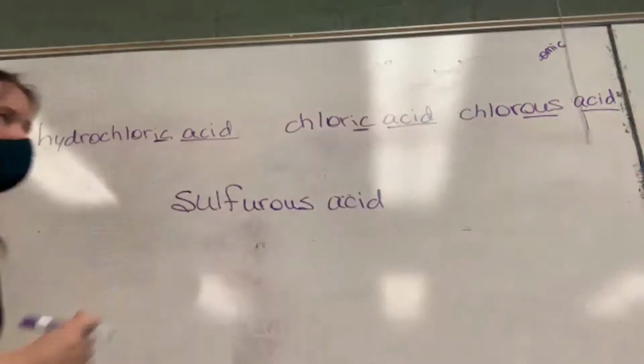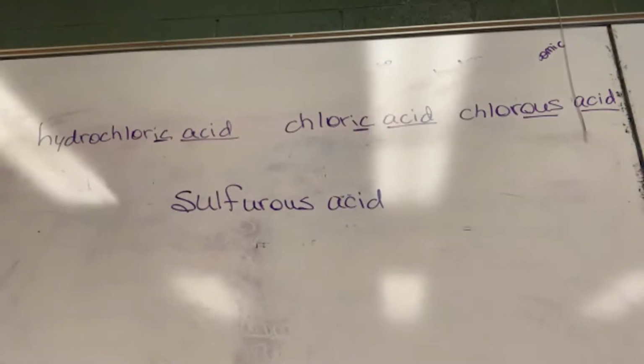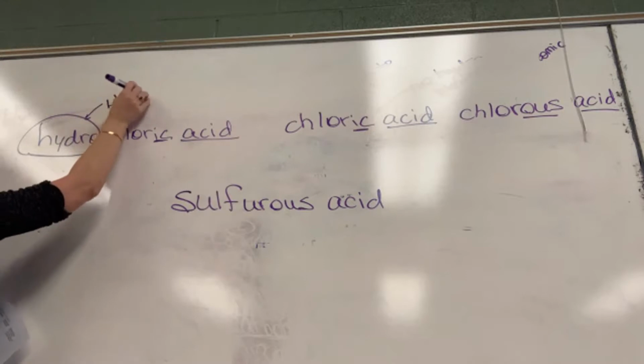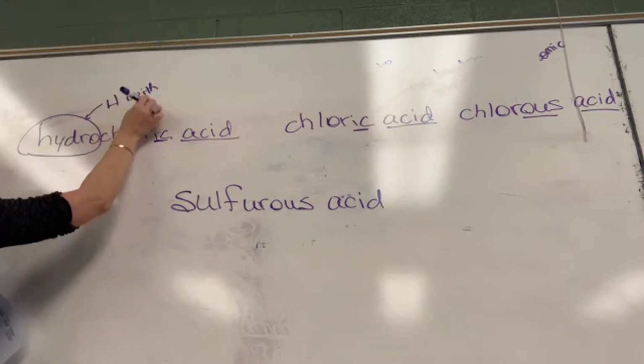Okay. And they all have which non-hydrogen element in common? Chlorine. But they're not all the same acid. Every acid has its own name. So they're not all HCl. They're all different. So if you look, this one has a prefix, hydro. So if you see a name and it starts with hydro and then something acid, what this means is that you have hydrogen with some kind of ion.